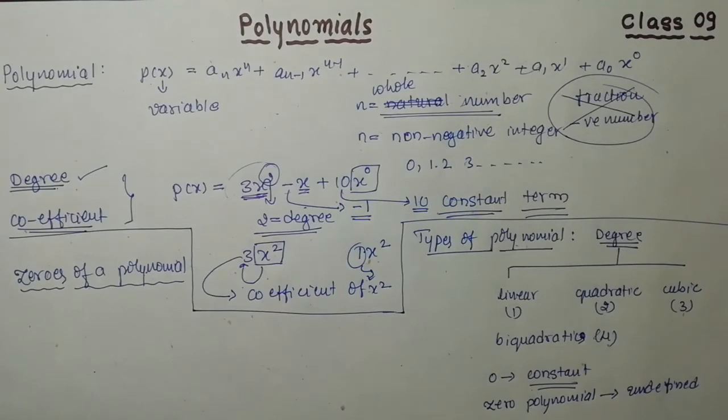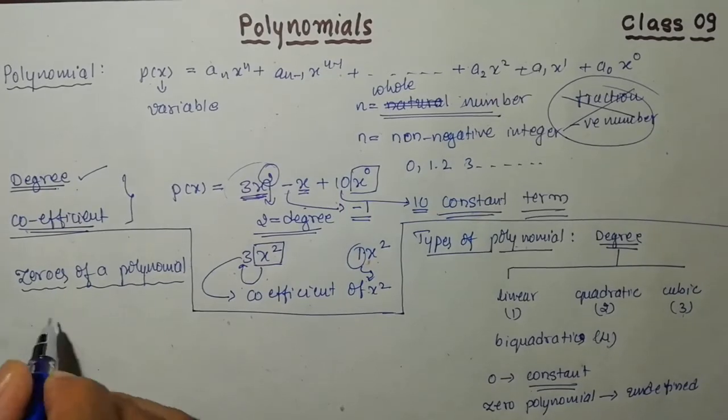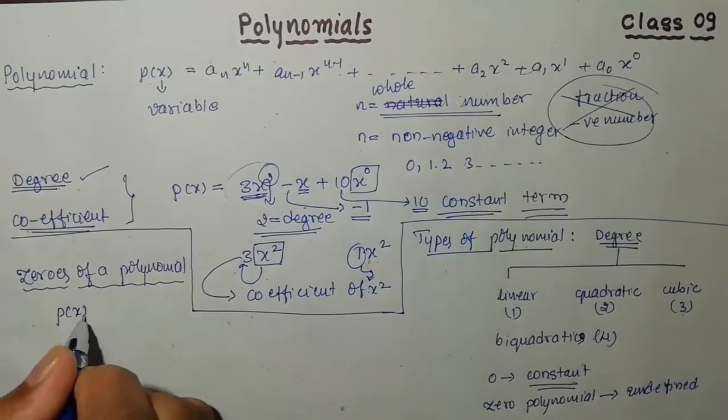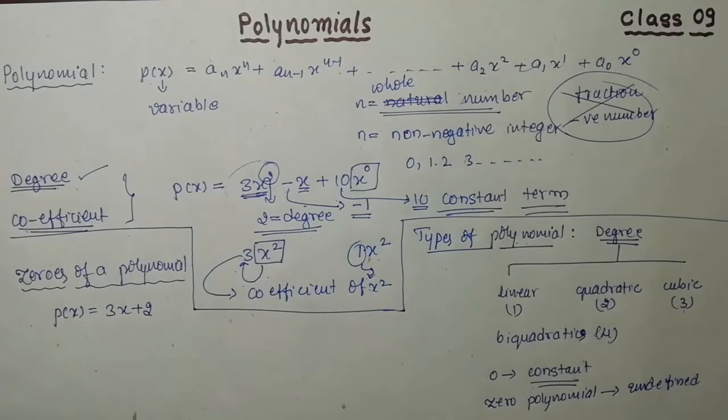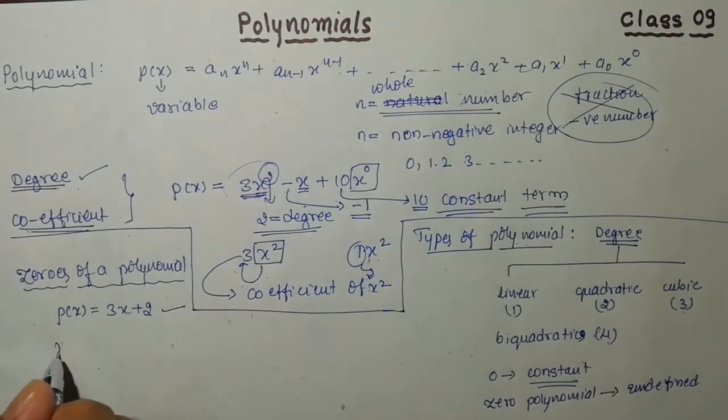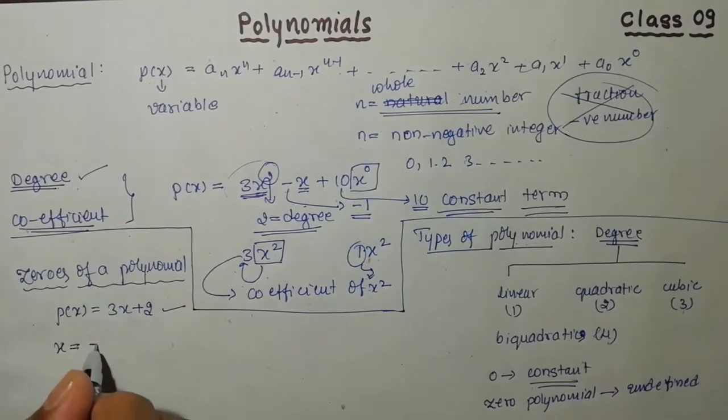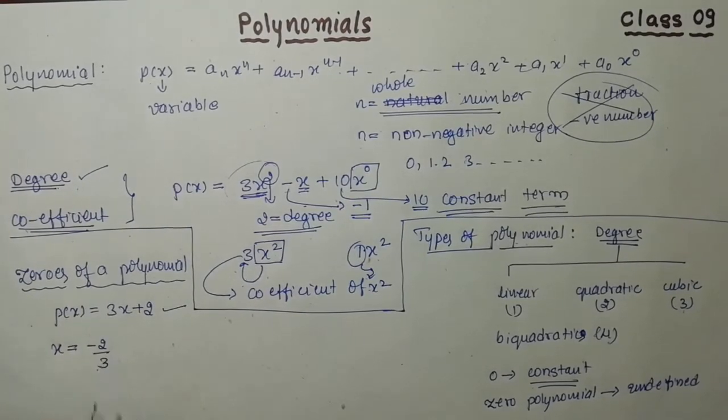So next thing is a zero of a polynomial. I will explain this one by taking an example. p(x) = 3x + 2 is a polynomial. What type of polynomial is it? Linear, because the degree is 1. Now if you place minus 2 by 3 in the place of x, let us see what will happen.